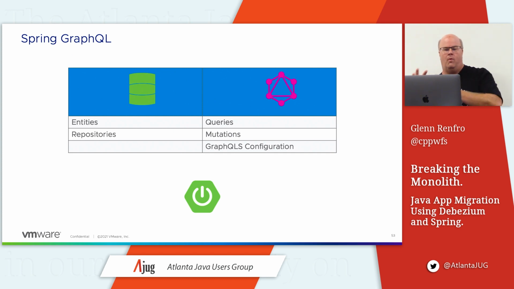But then we want to be able to make it to GraphQL. We want to declare what queries we want to have, what mutations we want to have. And then finally, we want to have something called a GraphQL schema configuration that says this is how I want it configured when the user requests it. This is how I want it to look.